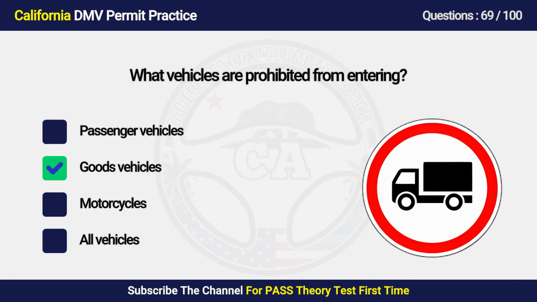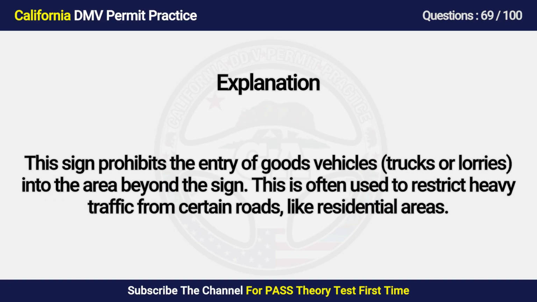Answer is B. Goods vehicles. This sign prohibits the entry of goods vehicles, trucks, into the area beyond the sign. This is often used to restrict heavy traffic from certain roads, like residential areas.